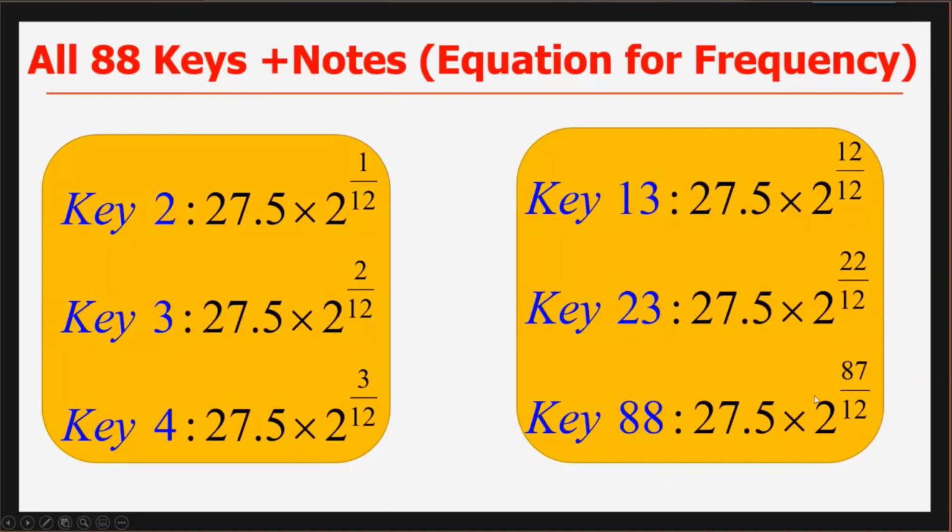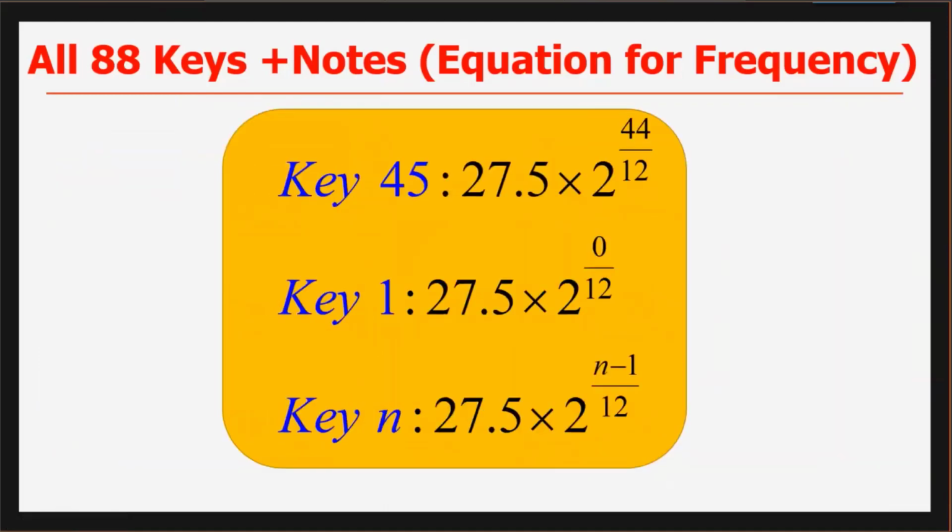And from here, I can actually write a general rule. Right at the bottom of the screen, you will see for the nth key, which could be any number, it's going to be 27.5 times 2 to the power of n minus 1 divided by 12. The divided by 12 is because there are 12 keys in an octave. So we can find the frequency using this rule for any given key.